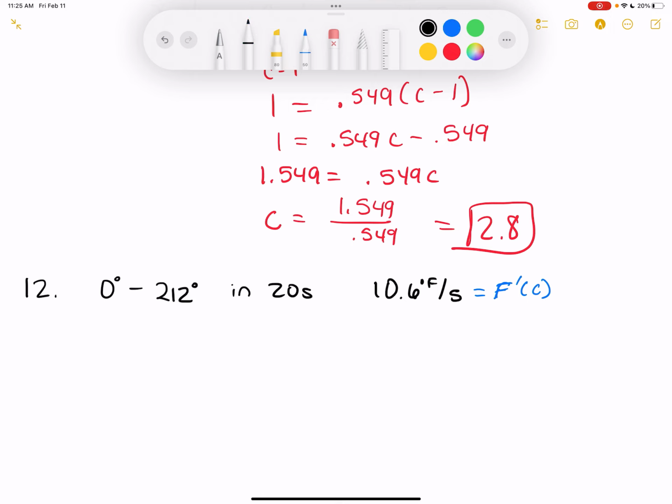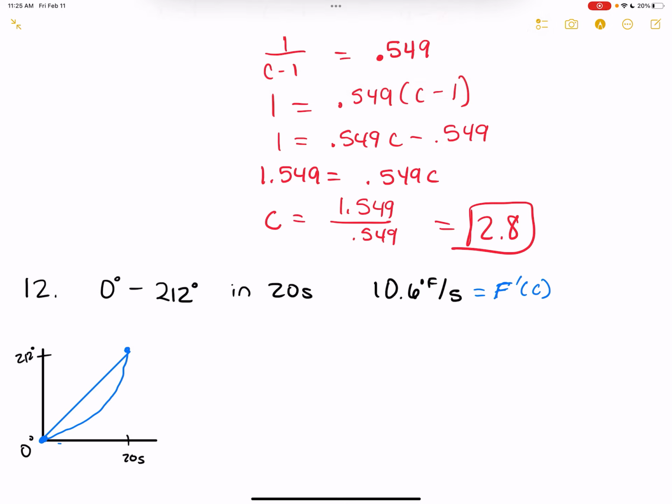Okay, so just kind of a picture really quick of what's happening. We've got 0 degrees here, 212 degrees, and we've got 20 seconds out here. So we know that we're going from 0 to 212 in 20 seconds. It could be a steady incline, but more than likely it's more curved, where it initially starts slowly rising and then all of a sudden it rises really, really fast.